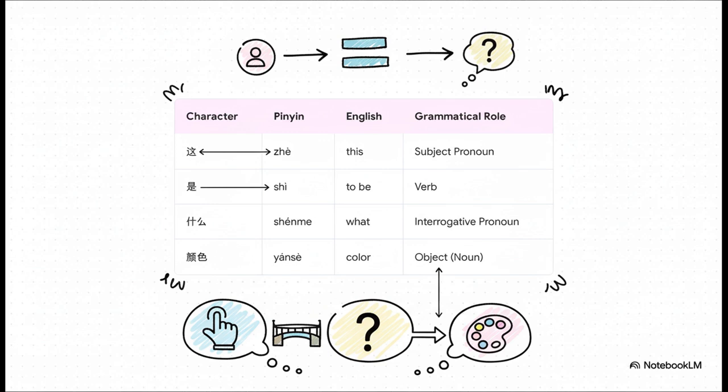And here's a crucial point. Unlike in English, Mandarin doesn't flip the sentence order around to ask a question. The question word just sits right where the answer would be. Finally, we have 颜色, the noun for color. So the literal word order is, this is what color? It's just so logical, direct, and really kind of elegant, isn't it?